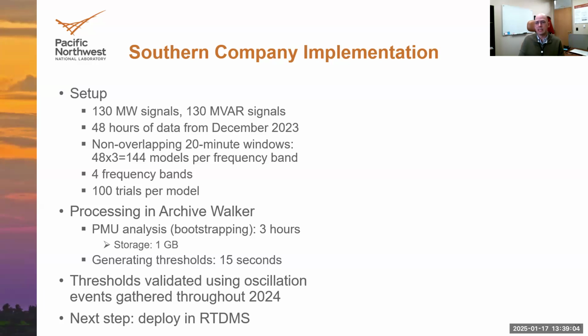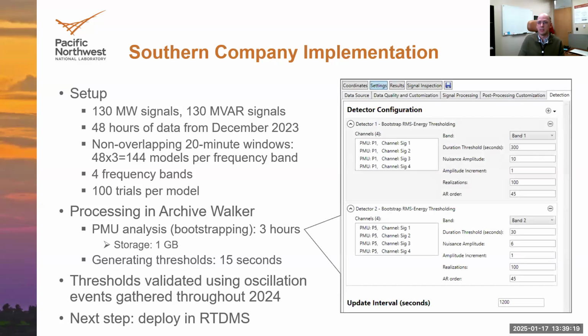But then the processing and archive walker, and I'm the first to admit that I'm not a software developer, so I'm sure people with those skills could make this better. But even at my skill level, I was able to keep this to 3 hours for that analysis. That's where I showed you the settings page, and you run it across the 2 days of data where it's doing all the bootstrapping. That's what took 3 hours, and the storage at the end of that was 1 gigabyte.